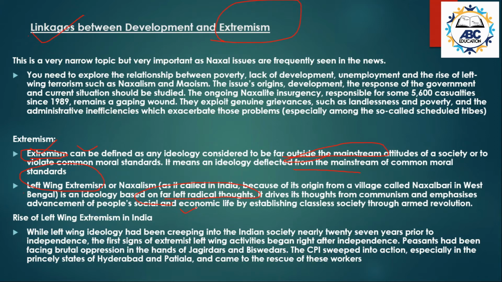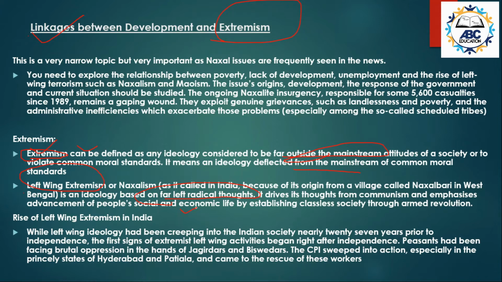By violent revolutionary means, you have to overthrow the system of government which is present, which is not taking care of the marginalized and the poor sections of society, be it the farmers or the peasants or the tribals or the worker class. Okay, so this is what is called the left wing ideology.